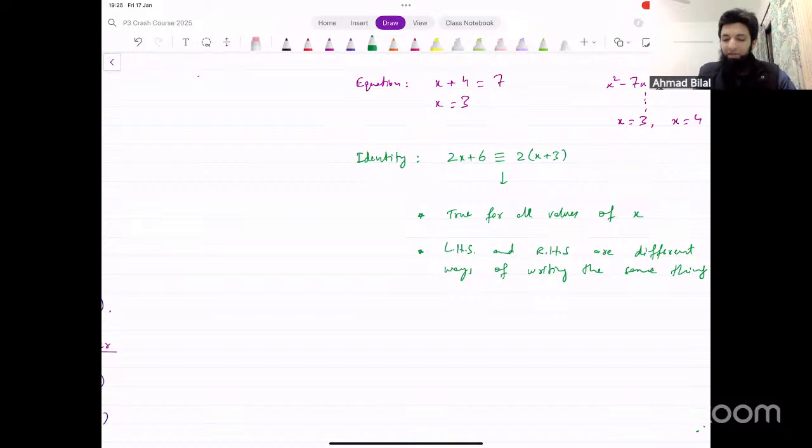These are just because the left-hand side and the right-hand side are two different ways of writing down the same thing. So 2x plus 6 and 2 into x plus 3 are exactly the same expressions. No matter what value of x you input on the left side and the right side, they will always be equal to each other, which was not the case in equations, because this first equation is only true when x is equal to 3. Okay, so what's an identity? An identity is something that is always true no matter what the value of x is.